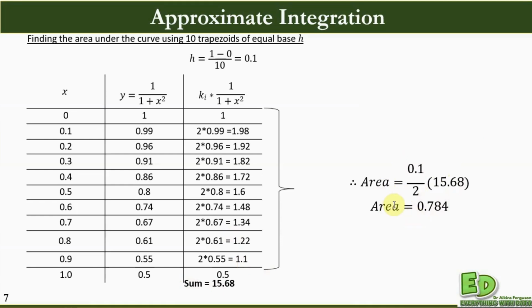But we don't use the equal to sign, we use the curvy looking equal to sign because we are dealing with approximate integration. Sorry, it's not equal to, but it's approximately equal to 0.784. So here we use the curvy looking equal to sign. That's how we deal with the trapezium rule here under approximate integration.